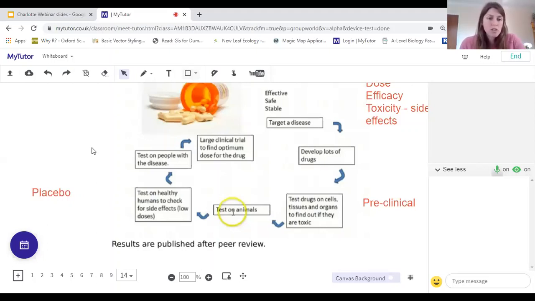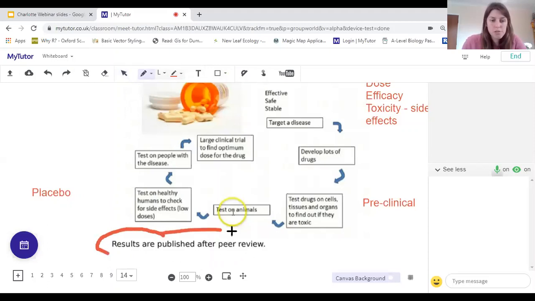Finally, you can test on people with the disease to check that it still works, and then find that optimum dose. And the final stage is publishing the results after peer review. This is really important.